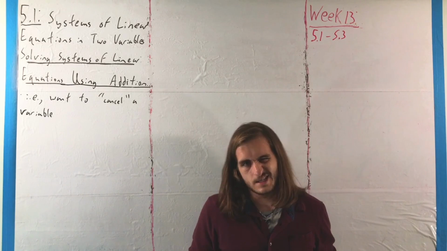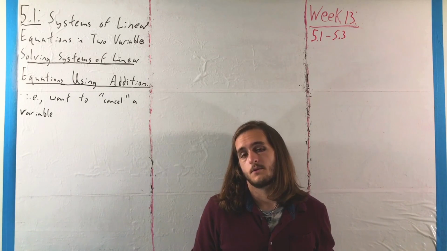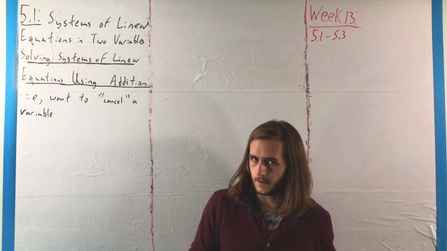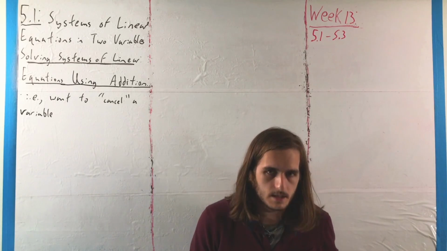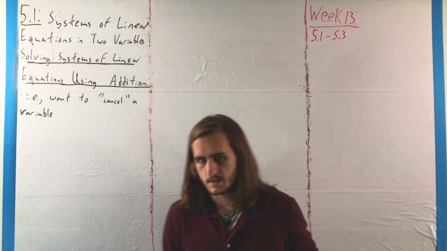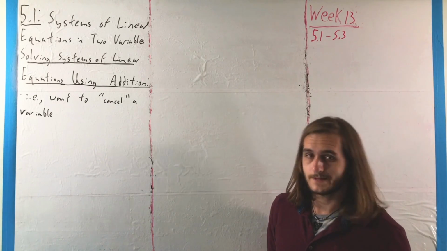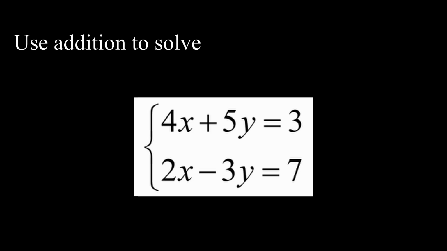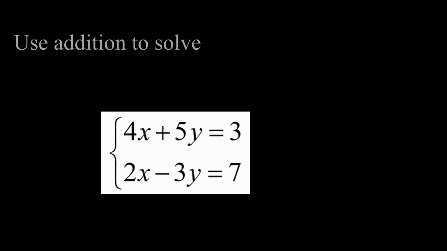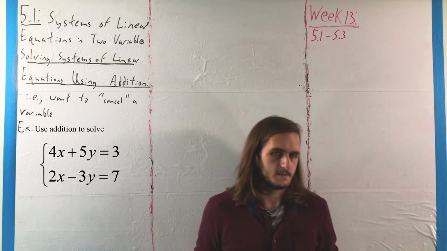So like I said, this isn't the only way that we can approach these problems. There are other ways we can think about them, but these are the main ways we're going to see. And for us, we're going to get one example here working with the addition, or if you prefer, elimination method. So for this, we want to use addition to solve the system 4x + 5y = 3 and 2x - 3y = 7. So the first step is kind of for free here.